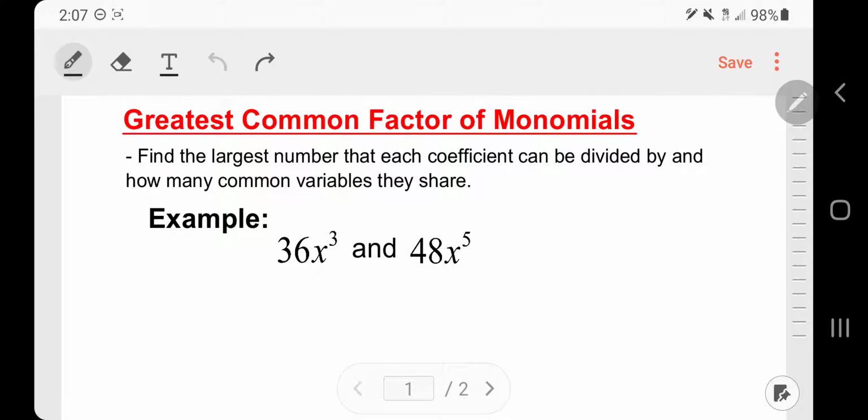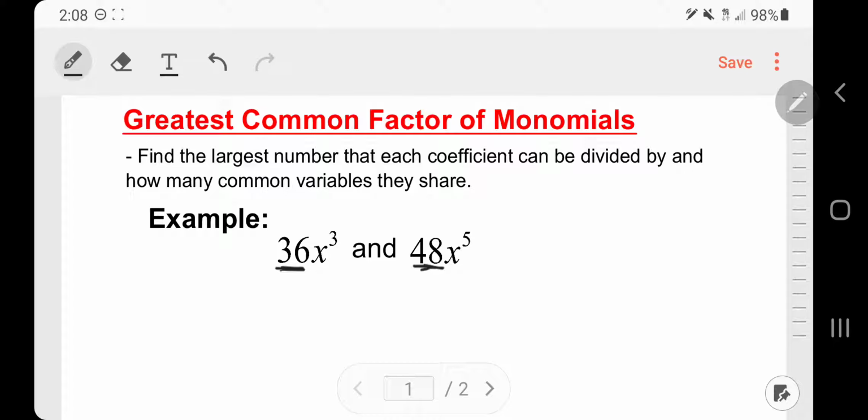Hey everyone. In this video, we're going to take a look at how to find the greatest common factor from a set of monomials. Okay, so first, when you're looking for the greatest common factor between two monomials, the first thing you're looking for is the largest number that both of your coefficients can be divided by. So in this case, we have a 36 and we have a 48 as our coefficients. So we're going to look for the biggest number that we can divide both of those numbers by.